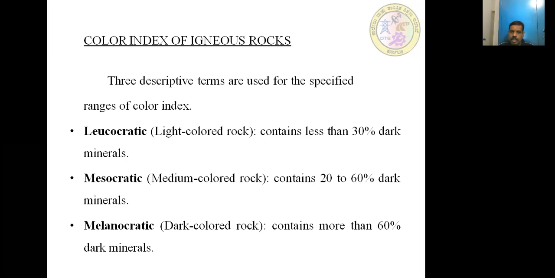That means the color of the rock is medium colored. That means it contains 20 to 60% of dark colored minerals. So next one is melanocratic. So it is a dark colored rock, containing more than 60% of dark colored minerals. For example, dolerite, basalt. These are the dark colored rocks.